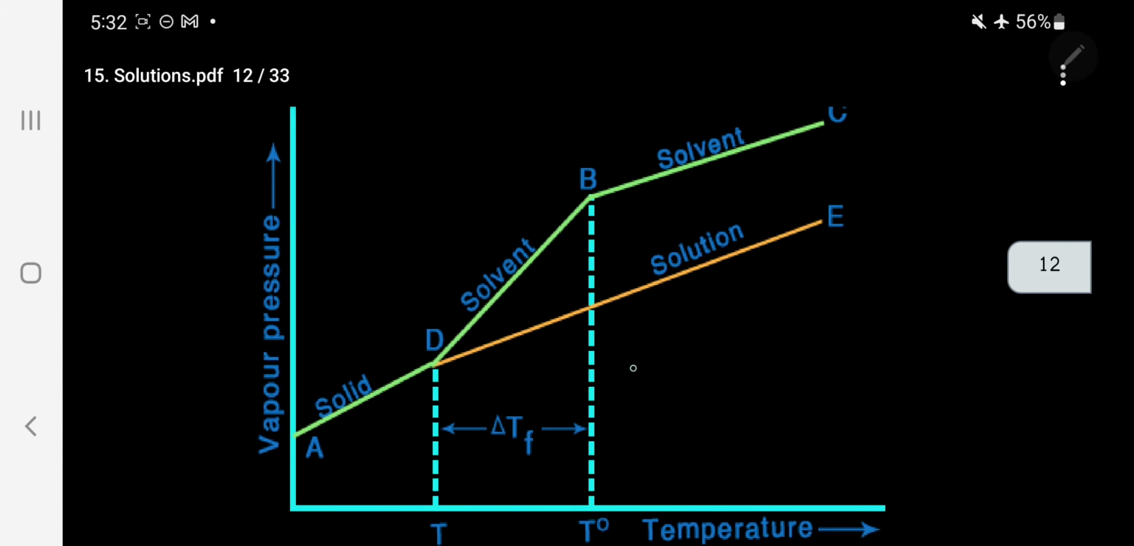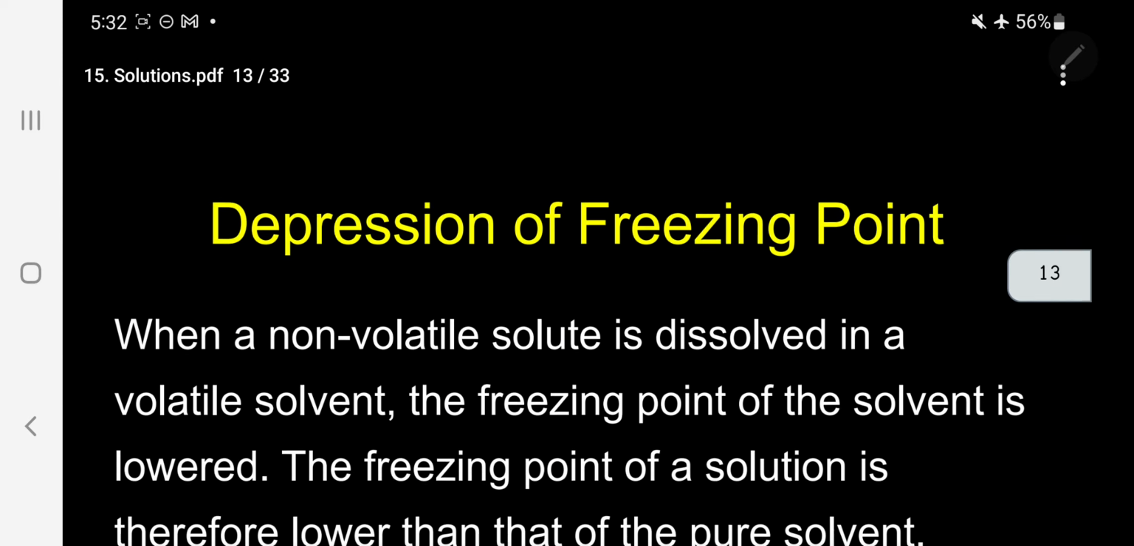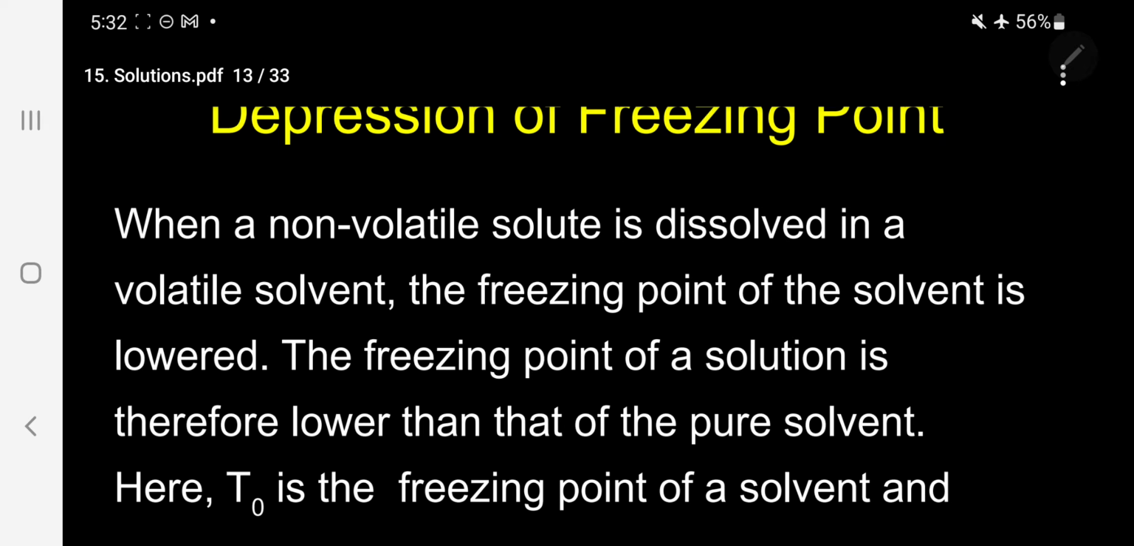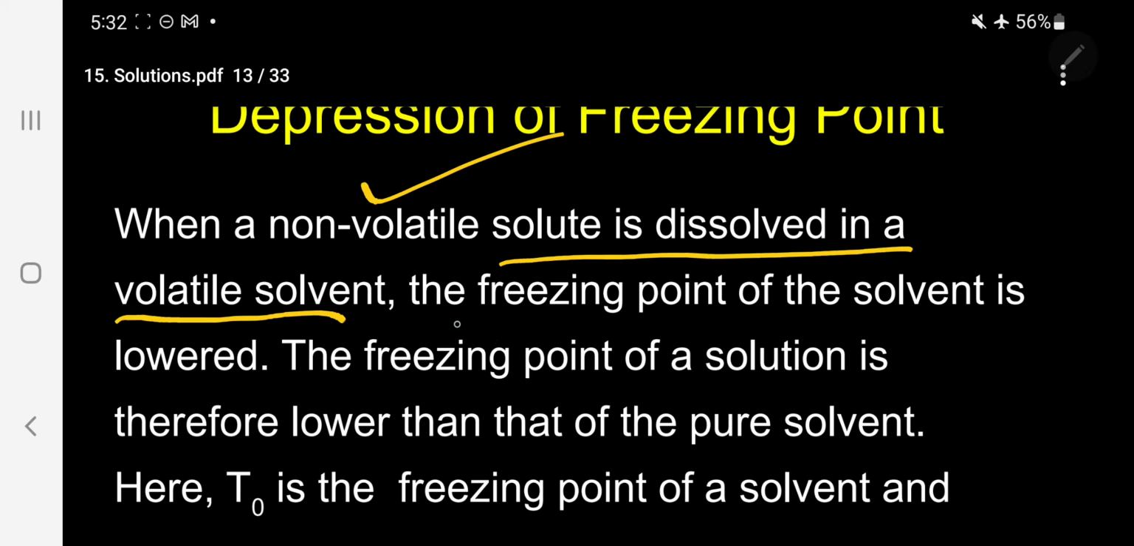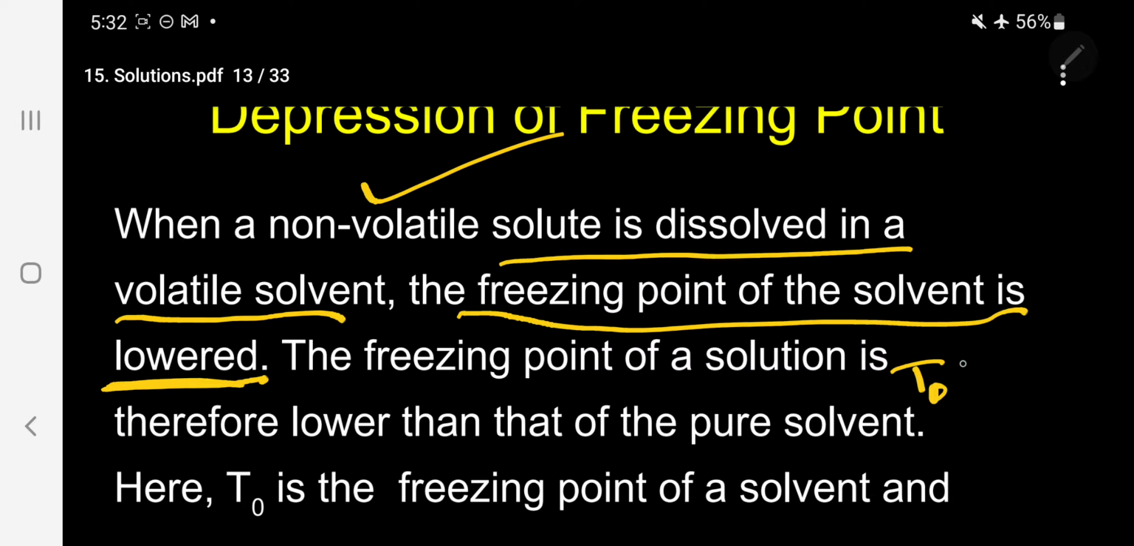You must know the idea here under depression, which you have studied. Then this is the most important: whenever a non-volatile solute is dissolved in a volatile solvent, the freezing point of the solvent is lowered. That is, T0 is greater than T. The freezing point of the solution is therefore lower than that of the pure solvent.